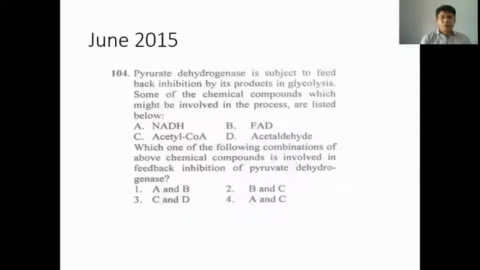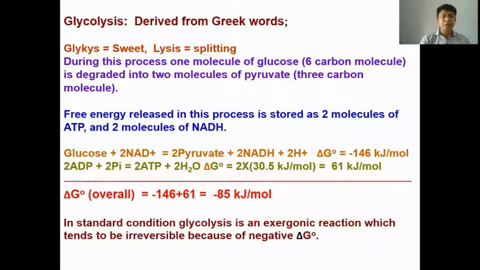Then in June 2015, another question was asked regarding the pyruvate dehydrogenase. It is subject to feedback inhibition by its products in glycolysis. Some of the chemical compounds which might be involved in the process are listed below. So we have to identify which compounds give feedback inhibition to the pyruvate dehydrogenase complex. So let us first have a look at some of the basic aspects of glycolysis and the TCA cycle, and then we'll discuss these questions.